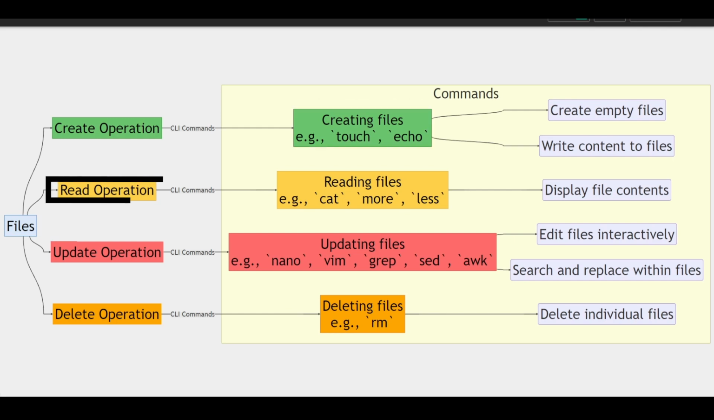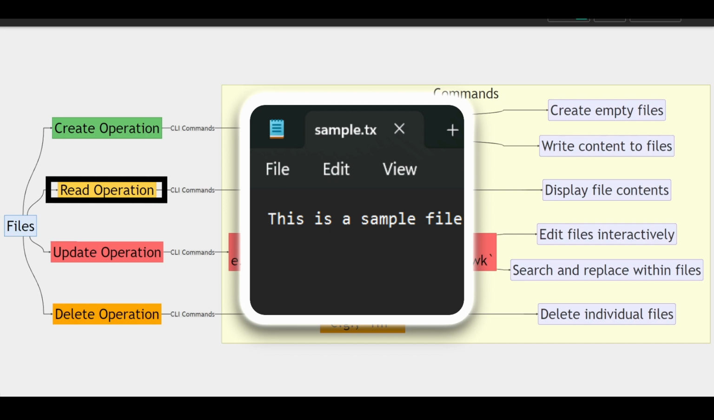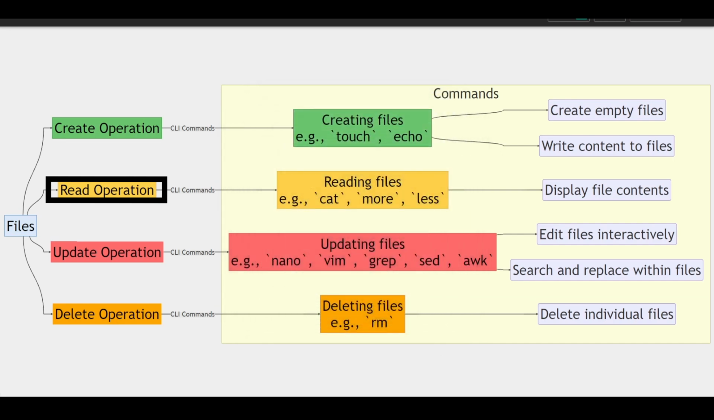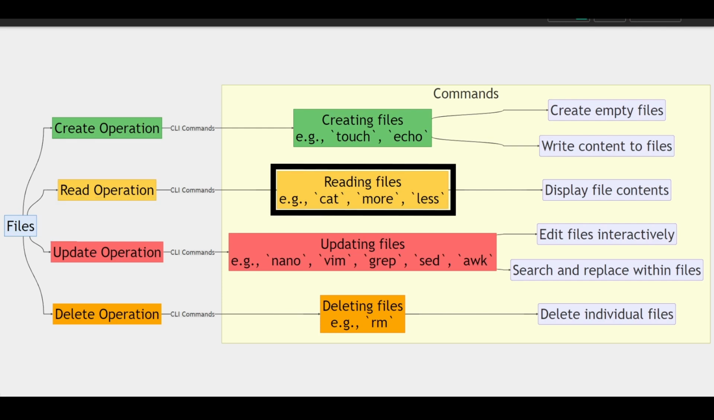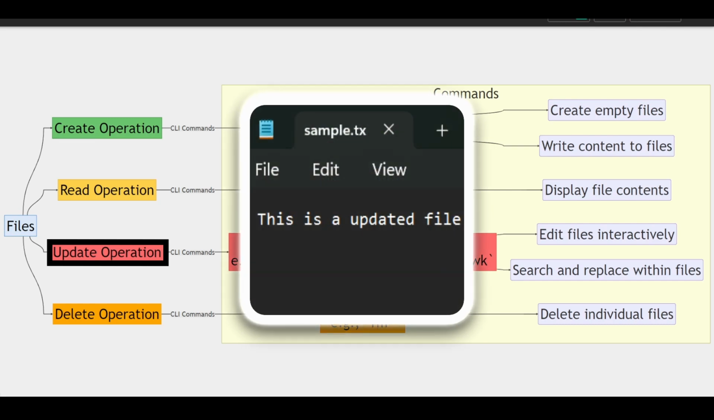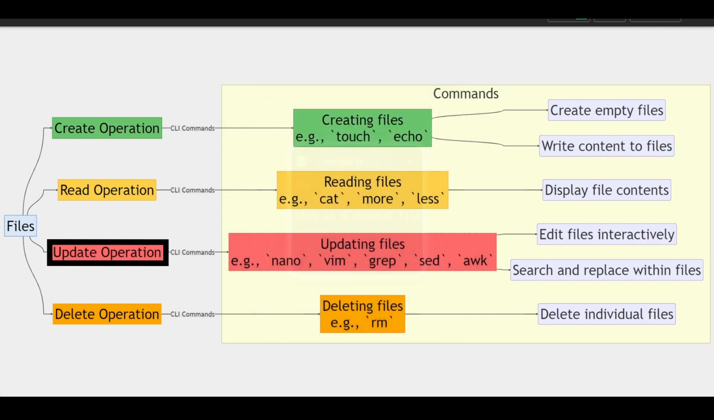Read operation. The read operation is about looking at what's inside a file. It's like opening a book and reading the words written inside. When we read a file, we can see the information stored within it. To read a file, we can use CLI commands like cat, more, or less. These commands help us view the contents of the file on our computer screen, just like reading the words on a page.